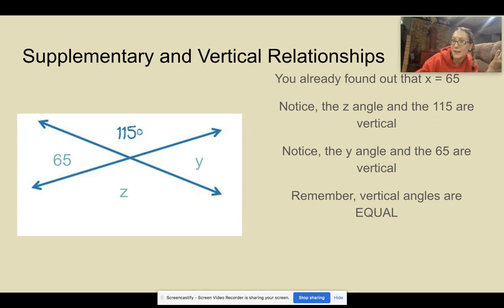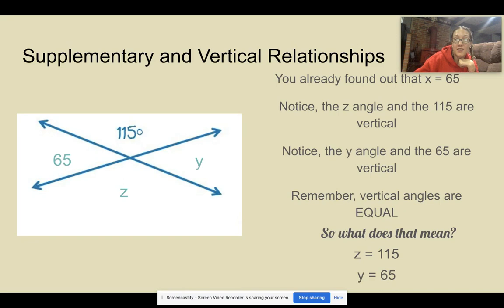So what does that mean? It means that if this is 115, then the Z is 115. It means that if this is 65, the Y is 65. Plug those into your angle, and there you go. Gorgeous, wonderful, beautiful, flawless. Anyway, pause and rewind as needed.